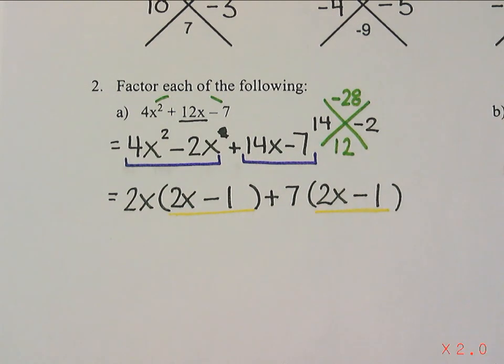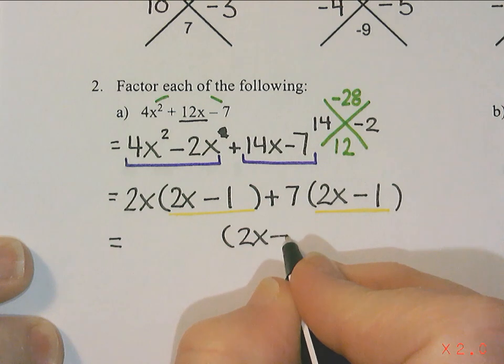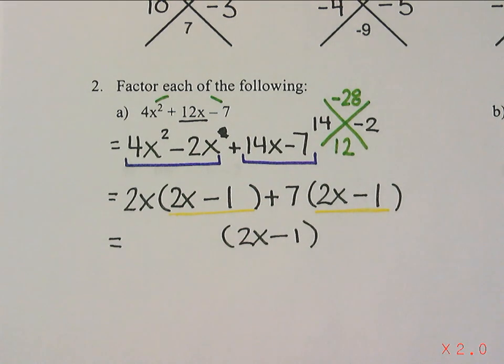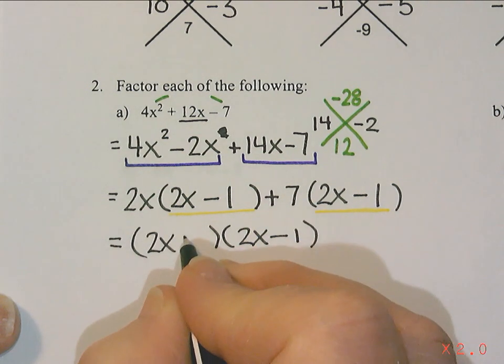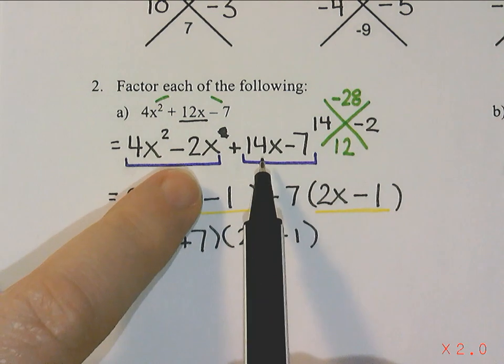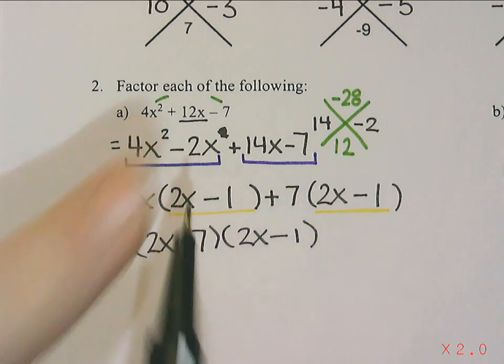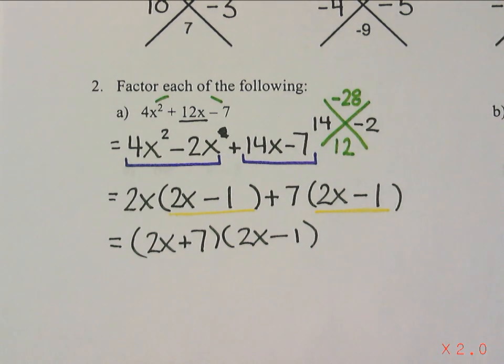All right, so since those two brackets are the same, that tells me that my original multiplication question had a bracket of 2x minus 1 that we were multiplying by. What were we multiplying by? Well, 2x and 7. So my final answer is 2x plus 7 times 2x minus 1. If we had put the minus 2x and the 14x in the opposite order, we would still get the same brackets. It's just the brackets would be in the opposite order. You would have 2x minus 1 times 2x plus 7. All right, I will see you in the next video to do example B.